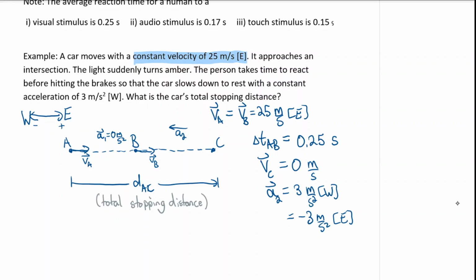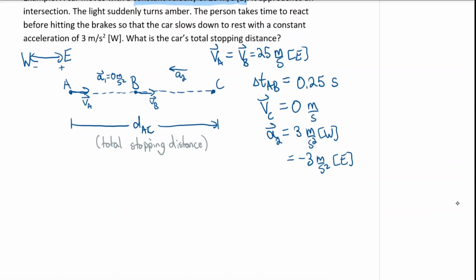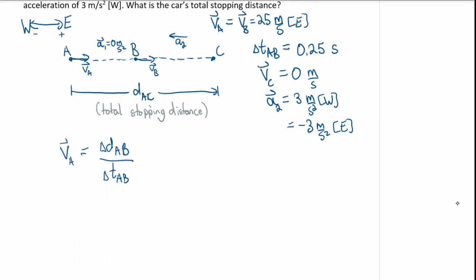Okay, so we have to go through this process. Our end game is to figure out what the displacement is from A to C. So we need to figure out the displacement from A to B and then from B to C and put that all together. Given what we know, in this first interval it's a constant velocity, so the displacement from A to B, with the time being the average reaction time of 0.25 seconds. We know our velocity and our time, so we can just solve for our displacement.